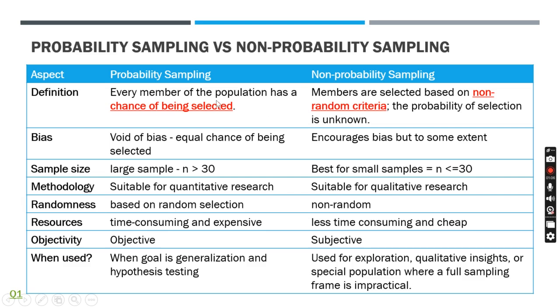Every population has a chance to be selected. You can check the details from here. Okay, for the difference between probability and non-probability sampling.